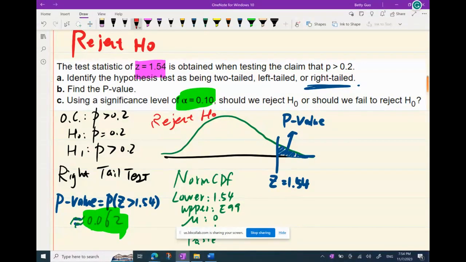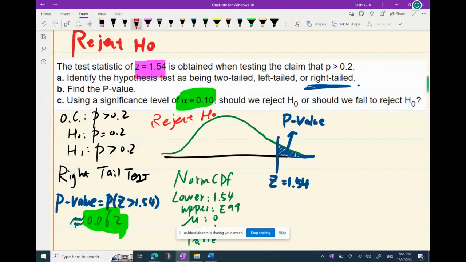Question. Yes. If we reject null, does that mean we're accepting the original claim then? Oh, that's a very good question. So we reject null in this case. When we reject null, we say we have sufficient evidence to support the alternative, which is the original claim.